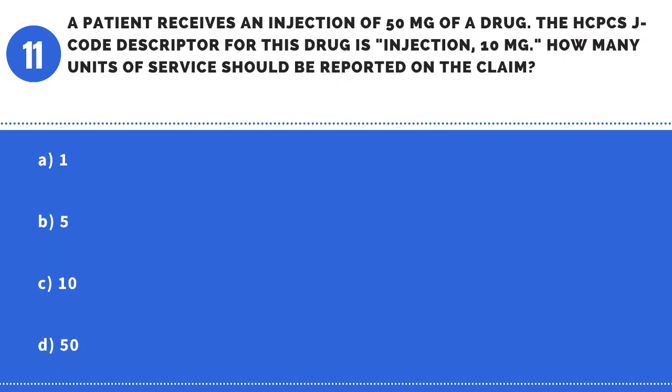Question 11. A patient receives an injection of 50 milligrams of a drug. The HCPCS J-code descriptor for this drug is injection, 10 milligrams. How many units of service should be reported on the claim? A. 1. B. 5. C. 10. D. 50.